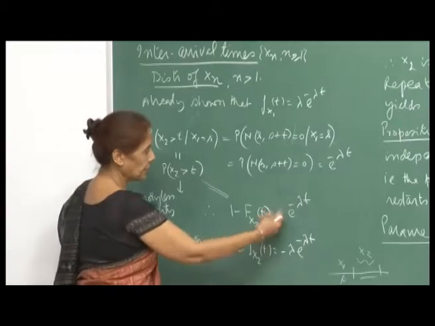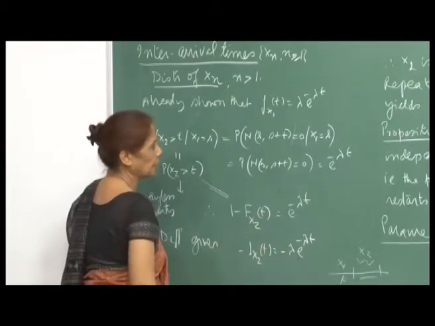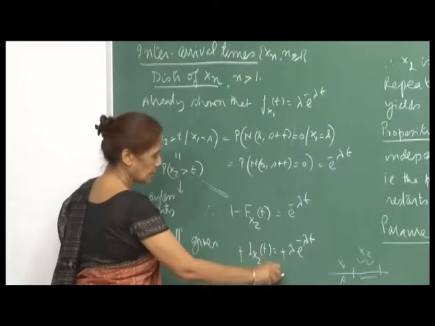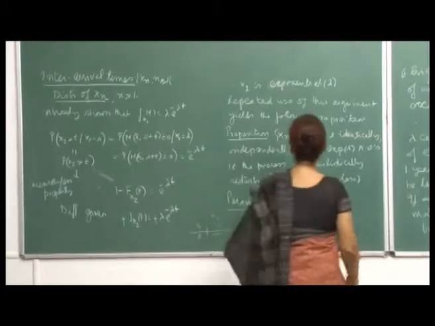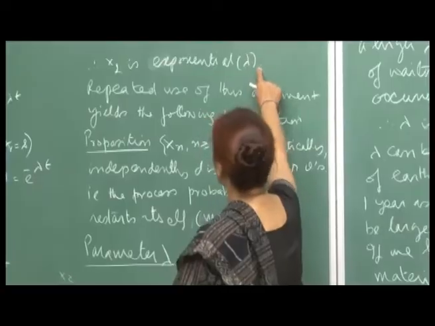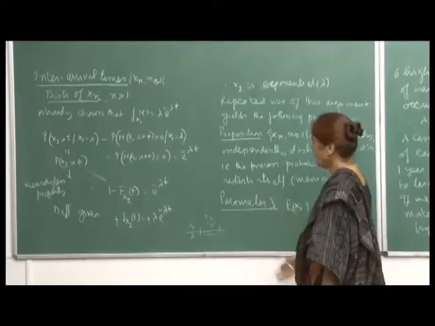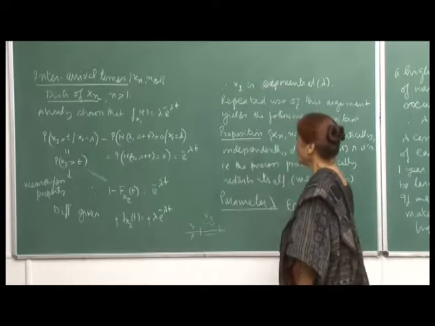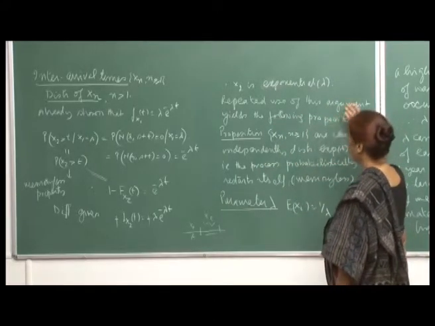Therefore, if you differentiate both sides, you get f x 2 of t is lambda e raised to minus lambda t. So the minus sign goes out, and therefore you have shown that for x 2 also the distribution is exponential lambda. Now, by repeated use of this argument, because essentially we are using the memoryless property, the same argument can be repeated for x 3, x 4 and so on.